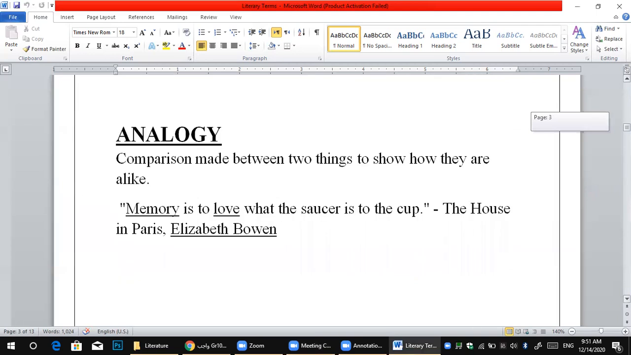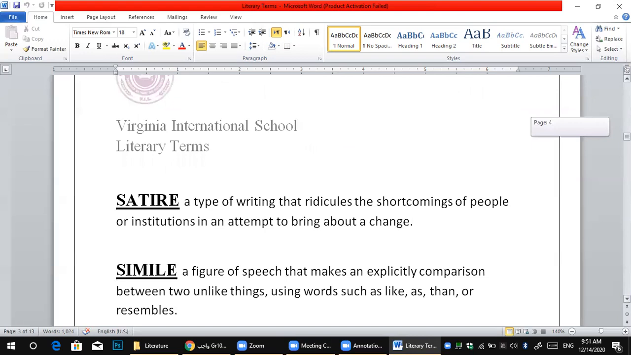After that, we talked about analogy. Analogy means a comparison between two things to show how they are alike. For example, memory is to love what the saucer is to the cup. So we make a comparison between memory and love. So here is an analogy. Why analogy? Because it's a comparison between two things. All of these are literary terms.